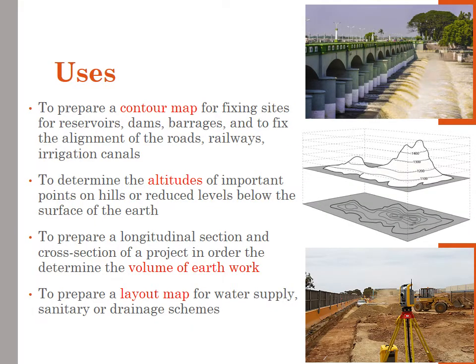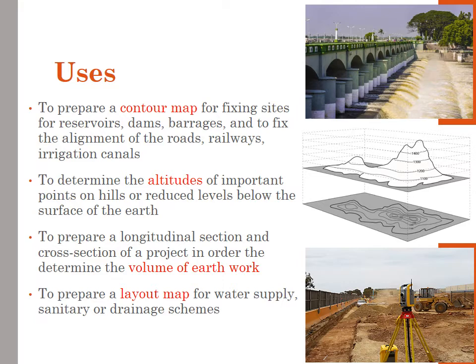In this slide I have quoted some uses of leveling, and the first one is we can prepare contour maps with the help of leveling. A contour line is a line joining points having the same elevation. I have given the image on the right hand side, the second image is the contour map. This contour map can be used for fixing the sites for reservoirs and dam construction, and also for aligning roads, railways as well as irrigation canals.